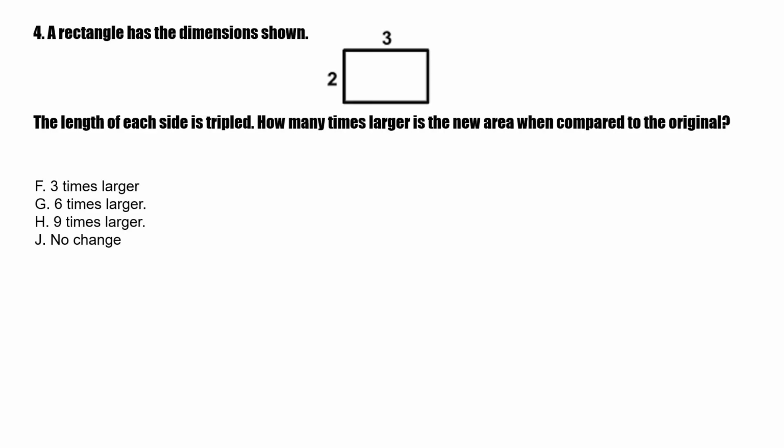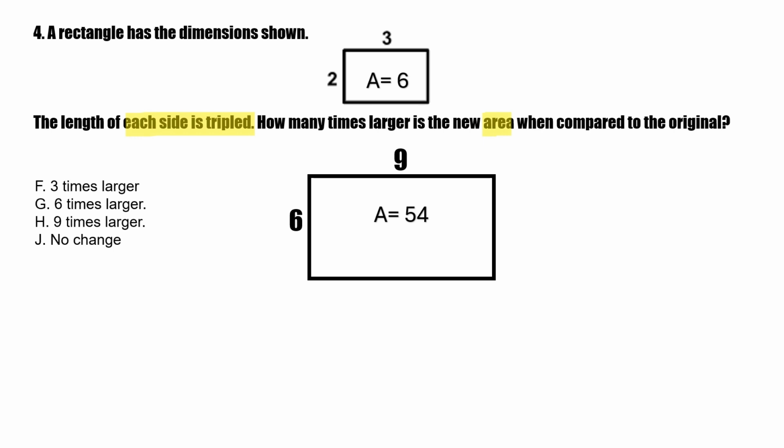For problem number 4, we are asked what will happen to the area if the dimensions of each side are tripled. Once again, draw out the new rectangle and find the area of both rectangles. The original rectangle has an area of 6 while the new rectangle has an area of 54, so the new rectangle has an area that is 9 times larger.